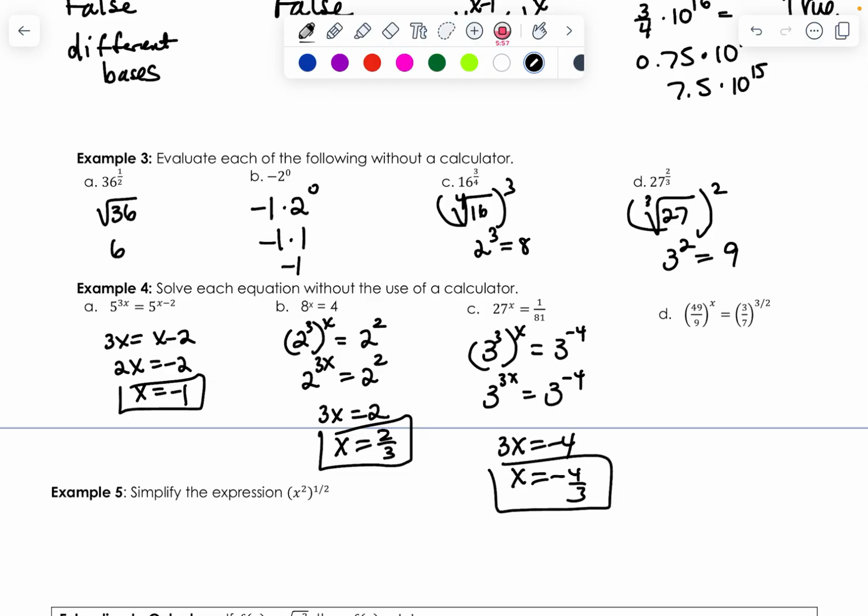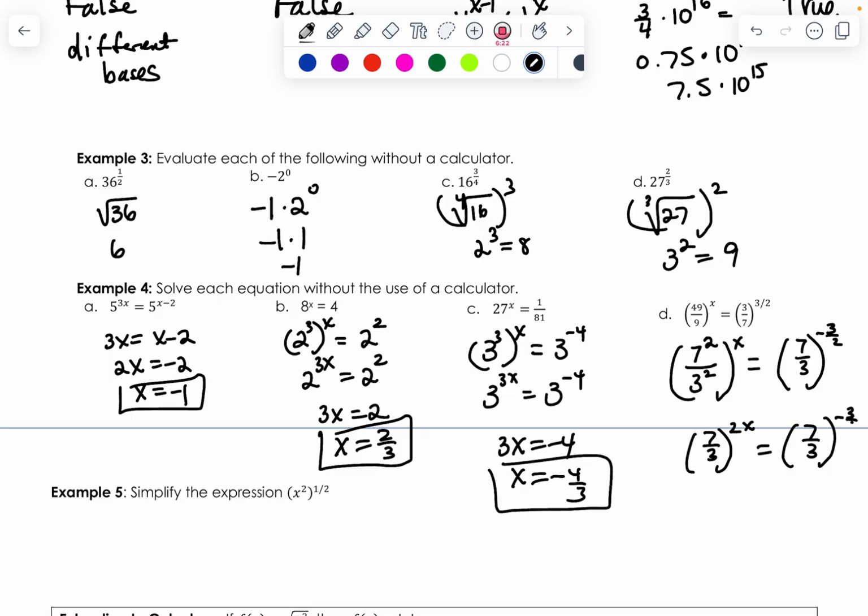All right, in this one, this is 7 squared over 3 squared. And if I flip this, so then I can make that so that they have the same base. Then this is 7/3 squared to the x. So I can just multiply there. So 2x is negative 3/2. So you divide by 2, so x is negative 3/4.